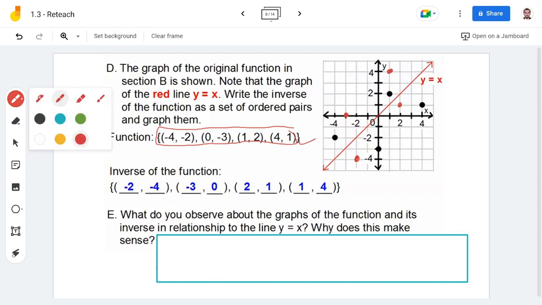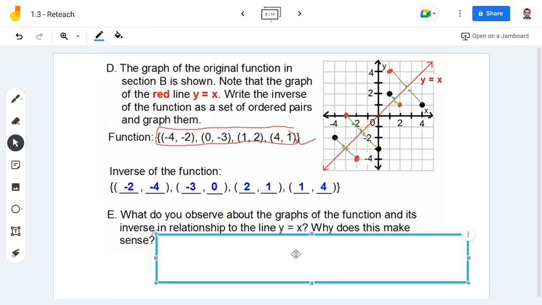Now, if we look at the points, as you can see, all the points are reflected like a mirror. If you look here, all the distances between the points are reflected. Let's answer the second question. What do you observe about the graph of the function and its inverse in relationship to the line y equals x? Why does this make sense?